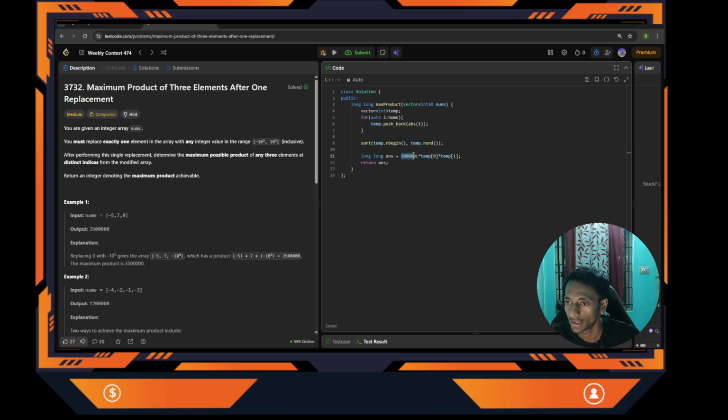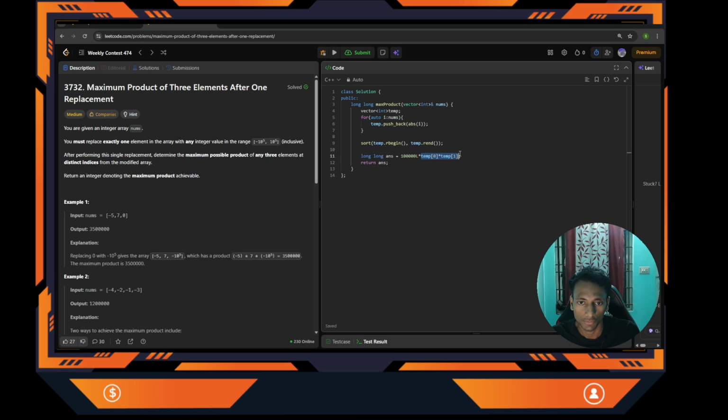Now I know that I have to multiply with the third number, which should be 10 to the 5, because this is the maximum number. The three numbers I have to multiply are x, y and z, and I have already fixed z. Z is 10 to the 5. And x and y should be what? Temp of 0 and temp of 1. Those two numbers have the largest absolute values in the input array.